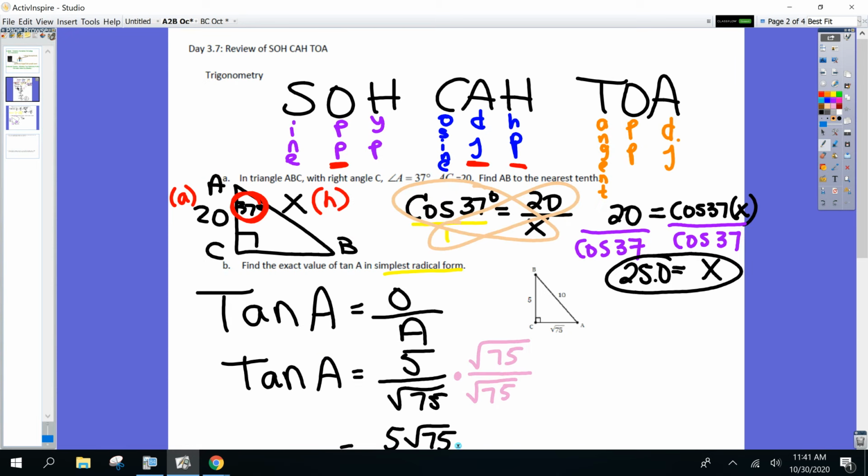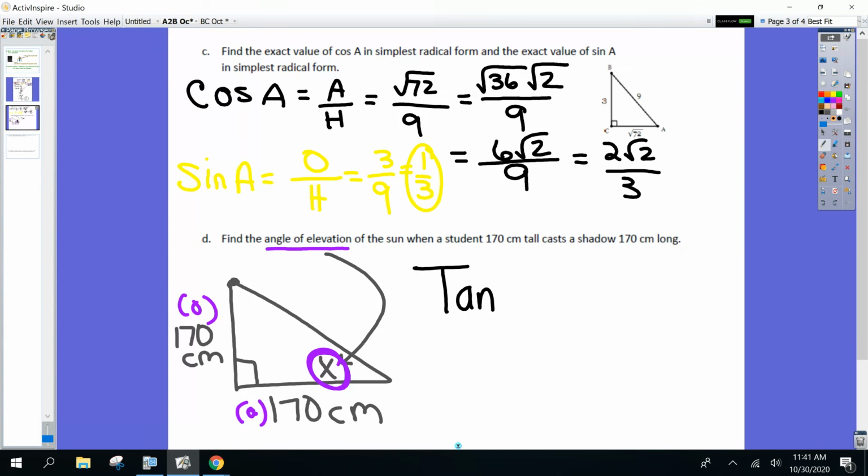Now remember in problem number 1, we wrote tangent of the angle we're going from. Same thing. Tangent, what angle are we going from? X. So tangent of X equals, now in this problem you can't go wrong at all, but it's opposite over adjacent. Opposite 170 over adjacent 170. All right? Everyone all right?